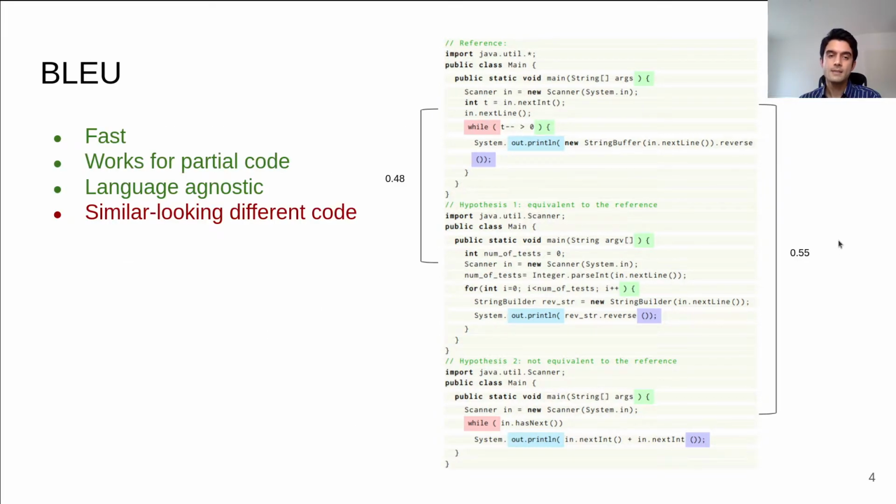This is a very fast metric, and it works for code that is incomplete or syntactically incorrect. It is also language agnostic, but there are some cases that you find similar looking code that are actually different, getting higher score than code that are actually the same. So in this case, hypothesis 1 and the reference are the same but get a lower score. Hypothesis 2 and the reference are totally different codes but get a higher score. So we want to mitigate this problem. But why does this problem appear at all?